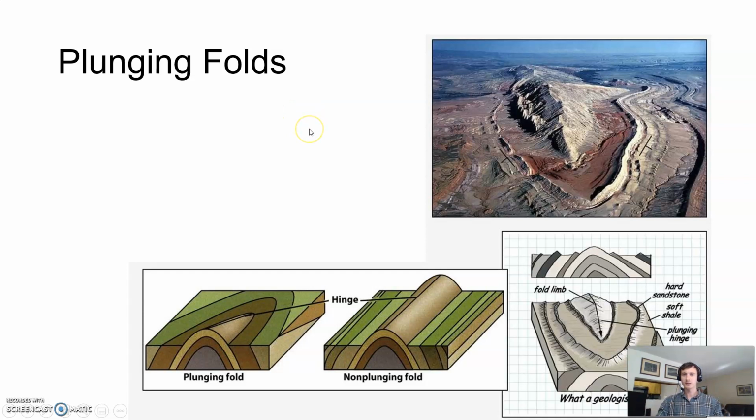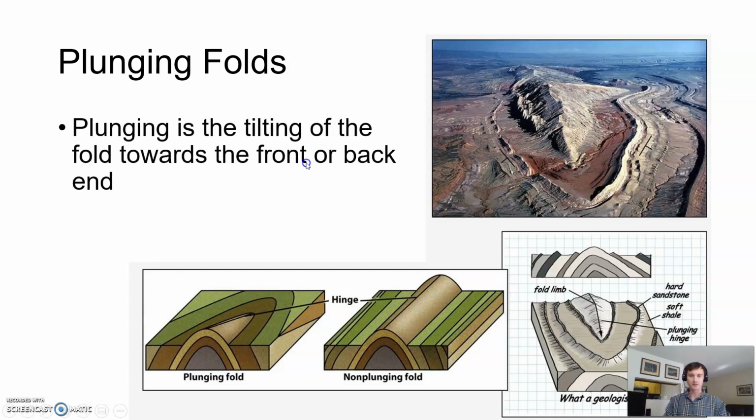You can have cases where folds are plunging. So we take our sheet and we fold it up, and then what happens? We tilt it forward or backwards or sideways somehow. And now we would say that it's plunging down into the ground. Right? If I do this, you can see that the part of it that is closest to you is sort of plunging down into the ground.